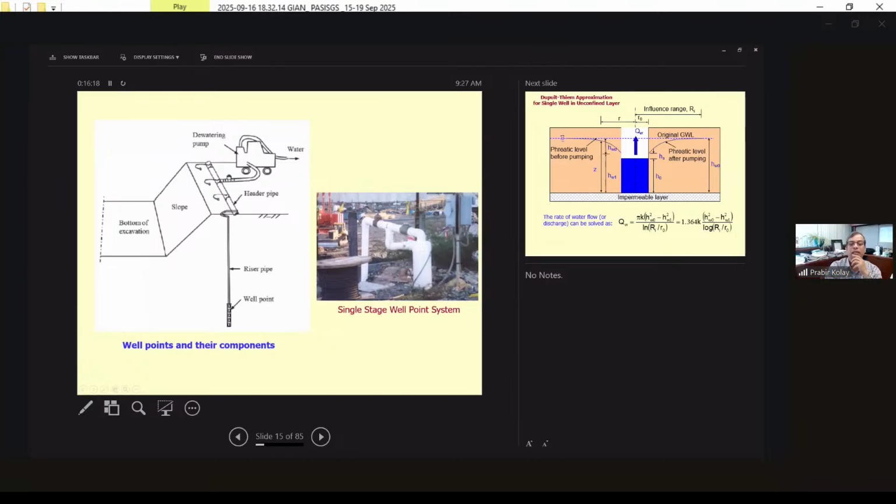This is how it looks. There is a header pipe over here, a riser pipe, and the well point here. This is just one, and there may be several well points connected to the header pipe, and the header pipe is connected to the pump, and all the water will be removed from there. This is a single stage well point system.